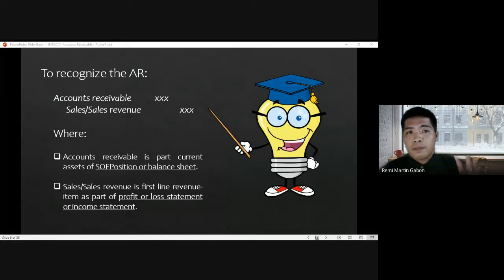Now, having that entry, we analyze that accounts receivable is part of the current assets of the statement of financial position or the balance sheet. While the sales or the sales revenue is the first line revenue item of the profit or loss or income statement. Okay?